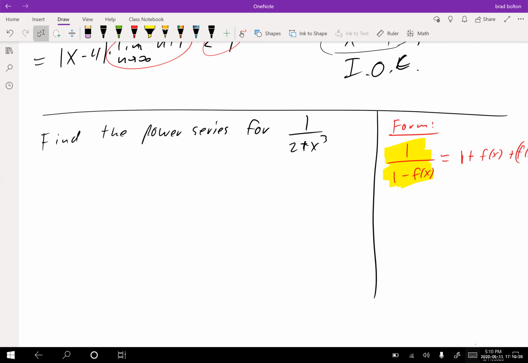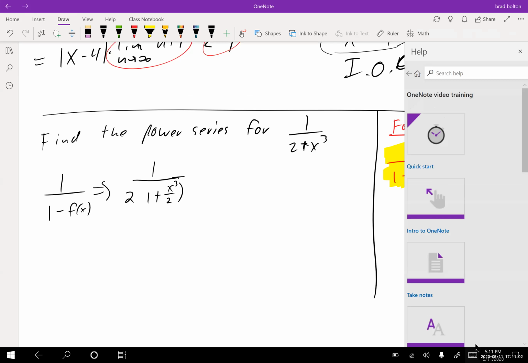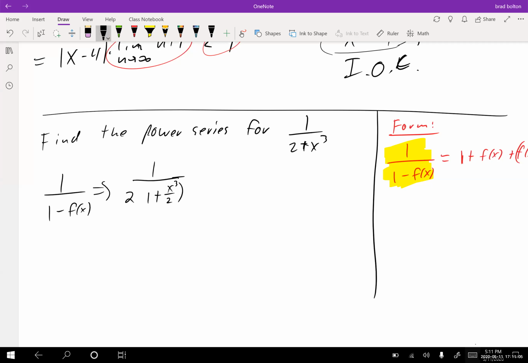So we have 1 over 2 plus x cubed. So I need to find a way to write this as 1 over 1 minus f of x. That's my goal, okay? So I could factor out a 2. So this would be 1 over 2 times 1 plus x cubed over 2. Let's see if this works. Now, if I take 2 and multiply it by that, I get 2. If I take 2 and multiply by that, I get x cubed. So you guys see what I did there? That's the technique that you're going to use often, okay, is you're going to factor something out and rewrite it.